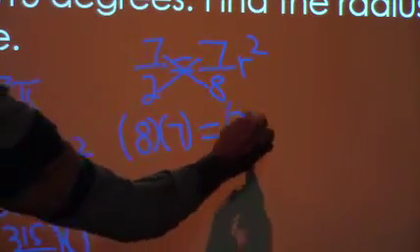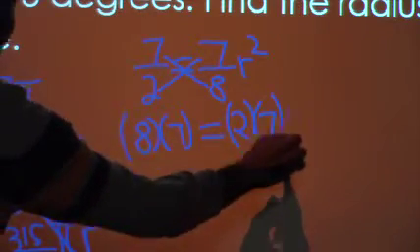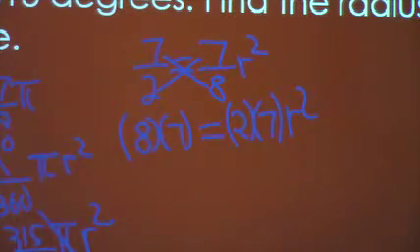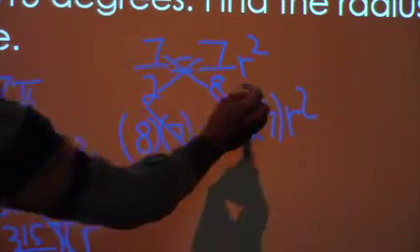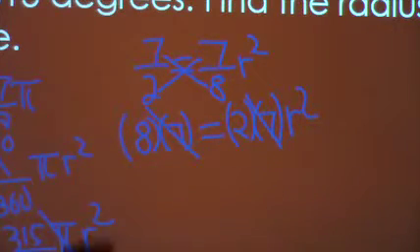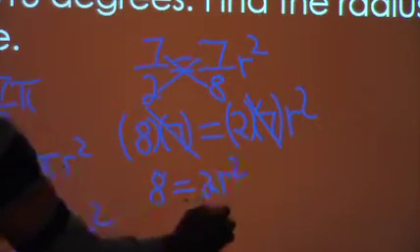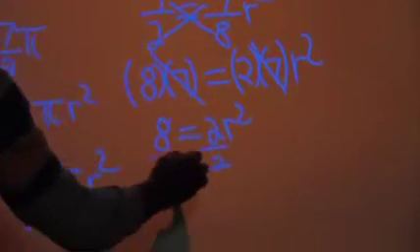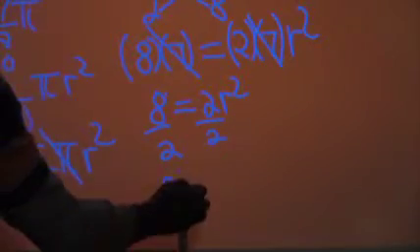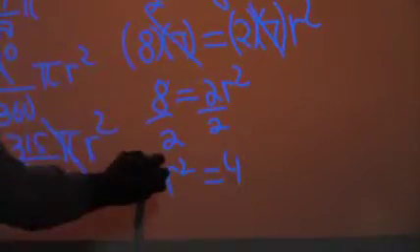I'm going to have 2 times 7 times r squared. So my 7 is going to cancel. Now I have 8 equals 2r squared. I'm going to divide this by 2, divide this by 2. I have r squared equals 4. If I take the square root of both sides, I'm going to have r is equal to 2.